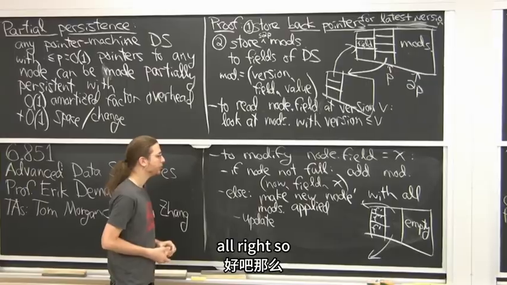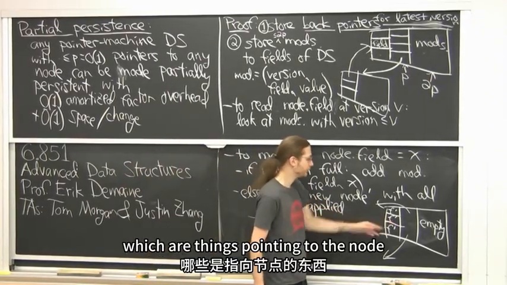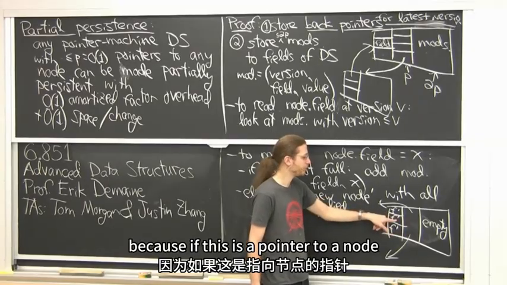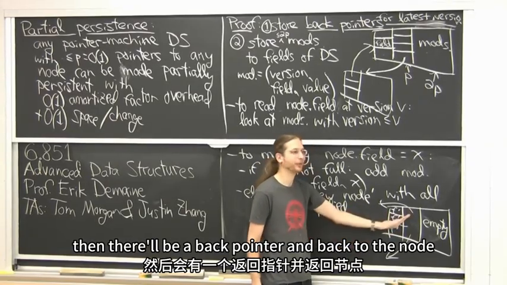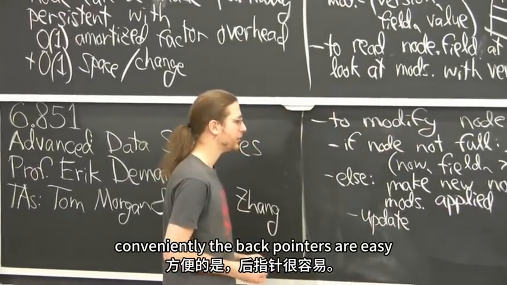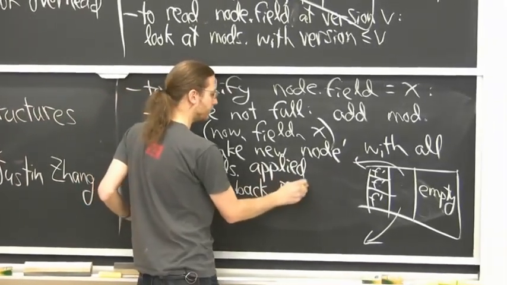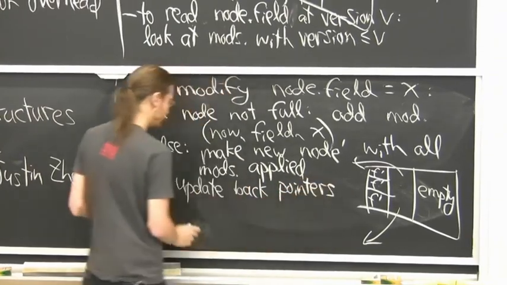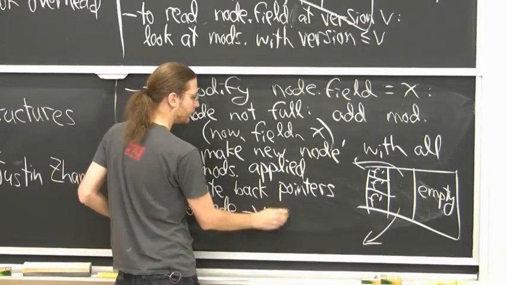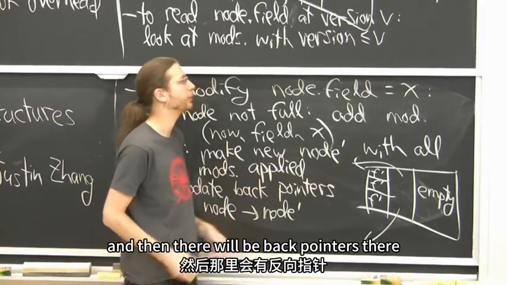All right. So we've got to update two kinds of pointers. There are regular pointers which live in the fields, which are things pointing to the node. But then there are also back pointers, because if this is a pointer to a node, then there'll be a back pointer back to the node, and all of those have to change. Conveniently, the back pointers are easy. If they're back pointers to the node, we change them to the node prime. How do we find the back pointers? Well, we just follow all the pointers, and then there will be back pointers there.